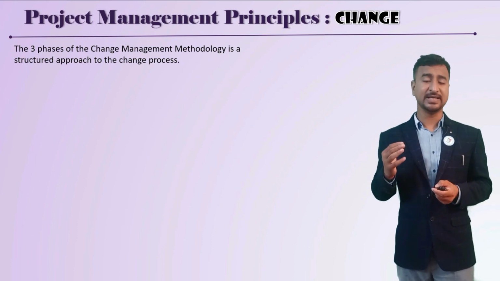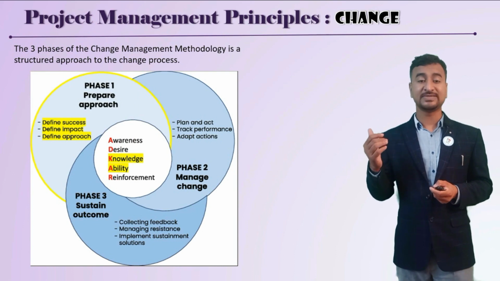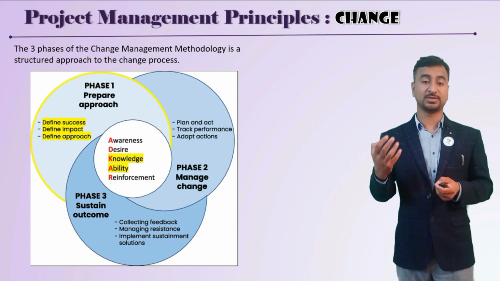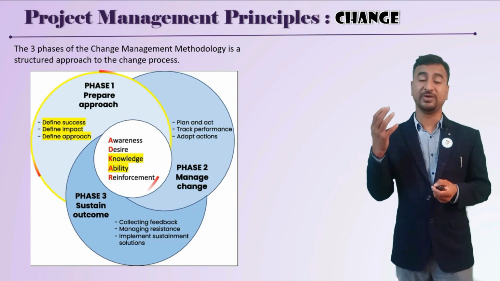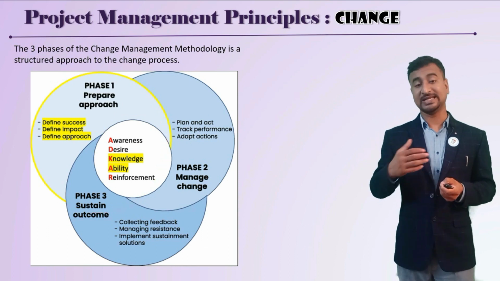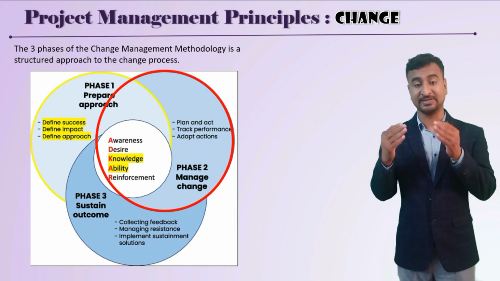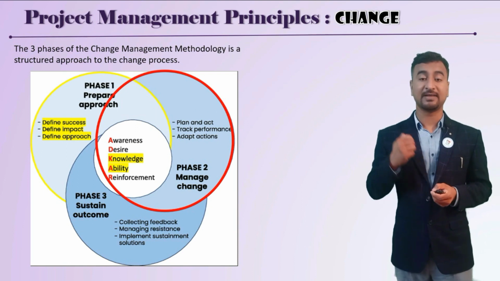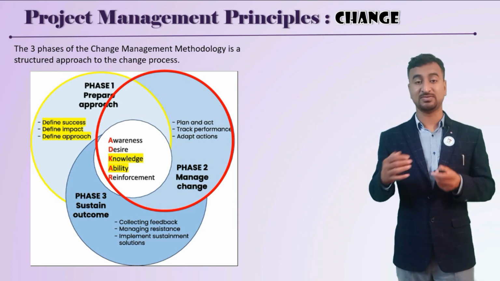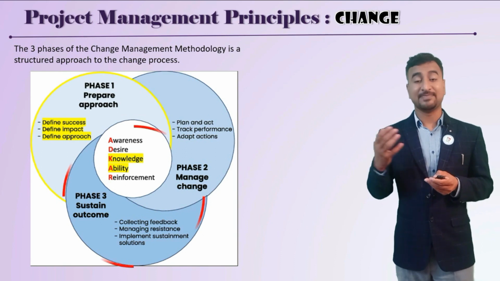There are three phases of change management, and different methodologies exist. The first phase is how you are going to approach the change, in which you define the change, then prepare a plan for that change. The second phase is managing the change, where execution takes place, where you define things in detail, assign responsibility, and communicate properly to each and everyone involved. So that is managing the change.